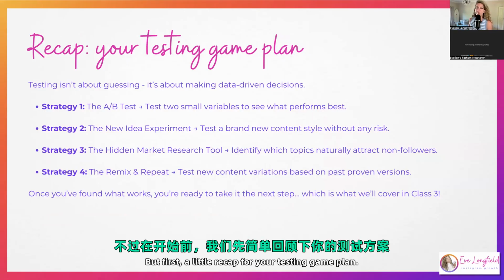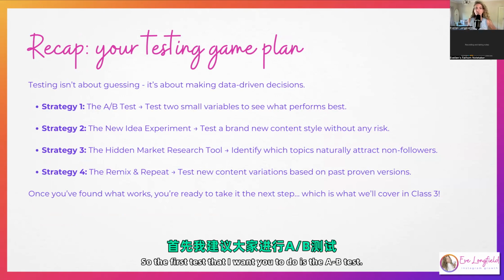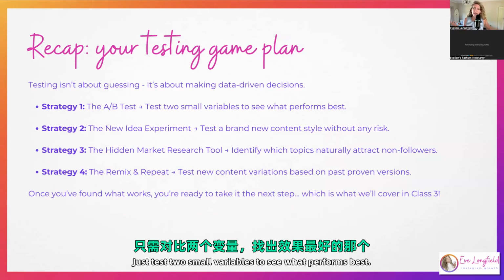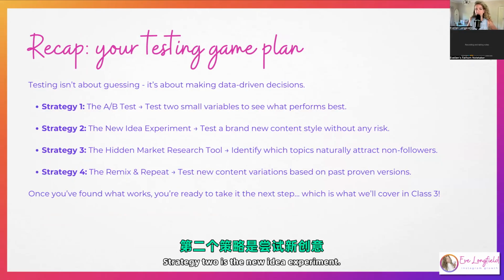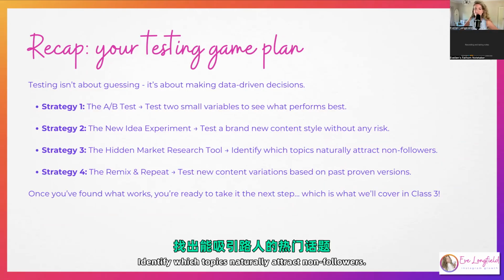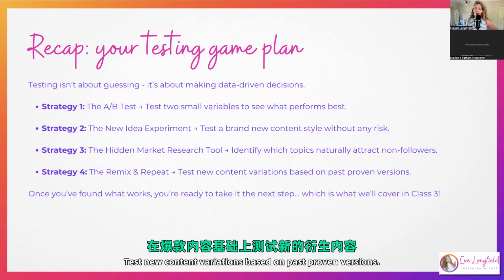But first, a little recap for your testing game plan. Testing isn't about guessing, it's about making data-driven decisions. The first test that I want you to do is the A/B test, and this is one that you can do endlessly. Just test 2 small variables to see what performs best. Strategy 2 is the new idea experiment. Test a brand new content style without any risk. Strategy 3 is the hidden market research tool. Identify which topics naturally attract non-followers. And strategy 4 is the remix and repeat. Test new content variations based on past proven versions.